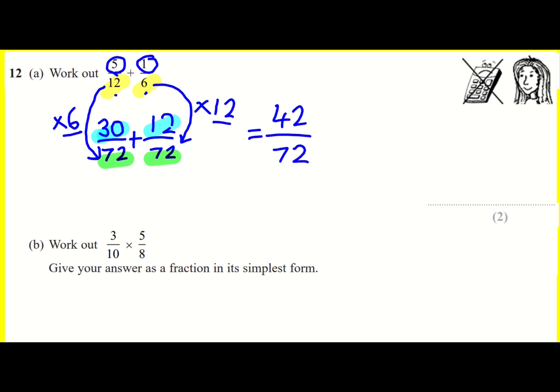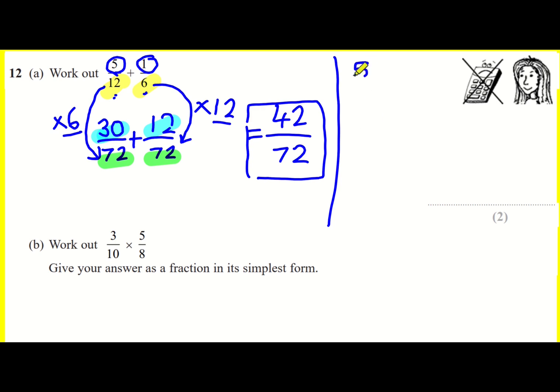Now we're quite lucky in this question because it doesn't actually say give your fraction in its simplest form. So this seems to be absolutely fine as the answer. The other way that you could have done this is you could have just thought, well, actually, 6 goes into 12, so I can actually find a much lower common denominator.